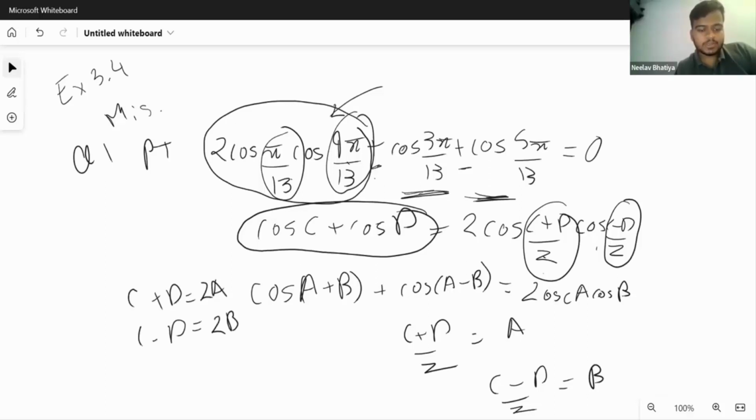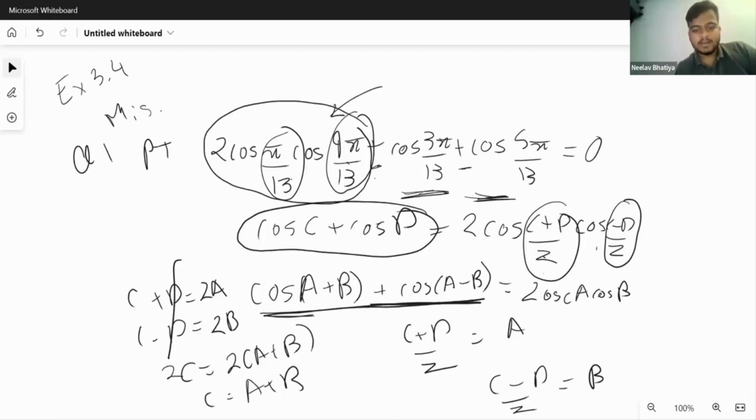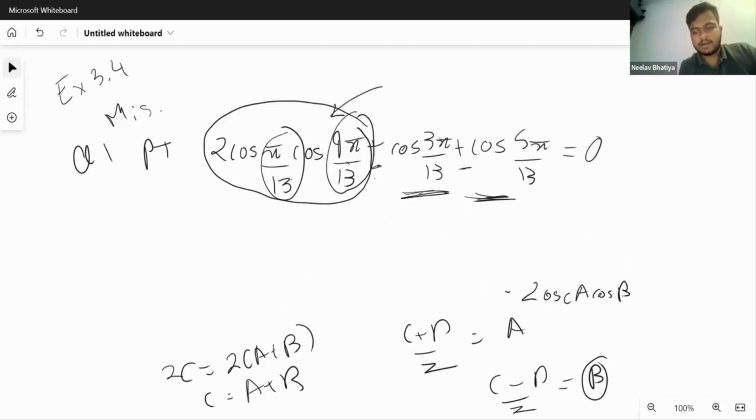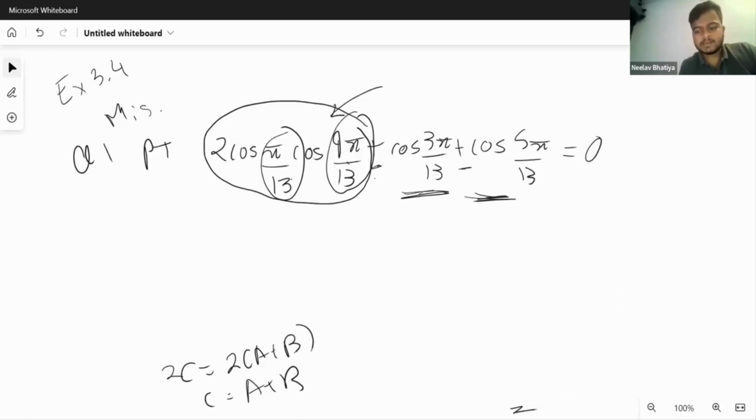Adding these two terms up, I have 2C equals 2 times (A plus B). Does that make sense? Because these two terms cancel out, and I've taken 2 common here. So C equals A plus B. And this is the formula that I wrote for you guys, right? Correct. And similarly, when you do the same calculations for the B term, you'll get A minus B. Correct. So when you solve this, you get that. Let us try and use this formula for our specific question and see where that gets us.